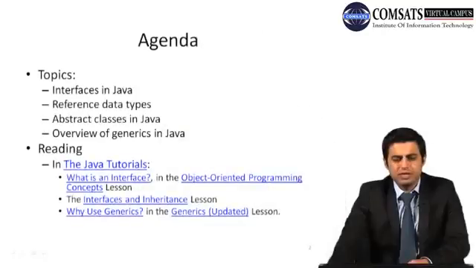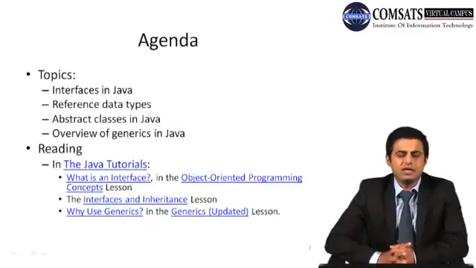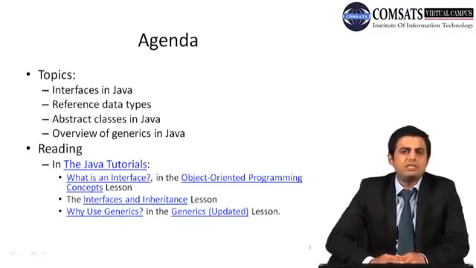So in this lecture, we're going to talk about interfaces again a little bit while we are talking about abstract classes, and we're also going to talk about some reference data types which are used in abstract classes. In general, we're going to see their implementation, how you write their code, and an overview of generics in Java, which we talked about in the previous lecture, but we didn't cover it.